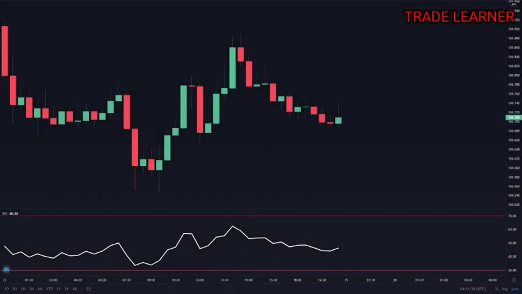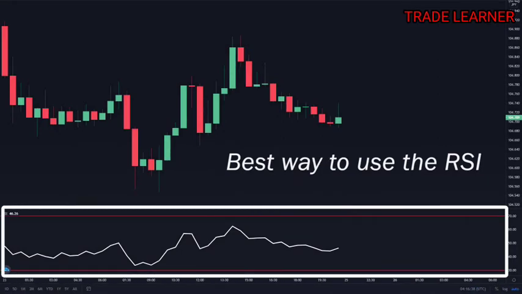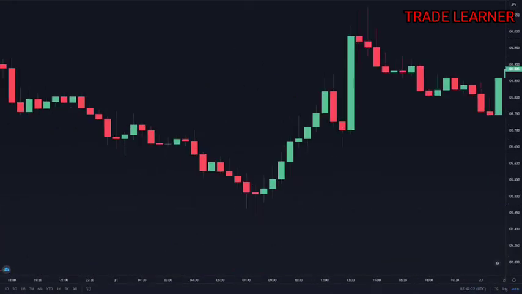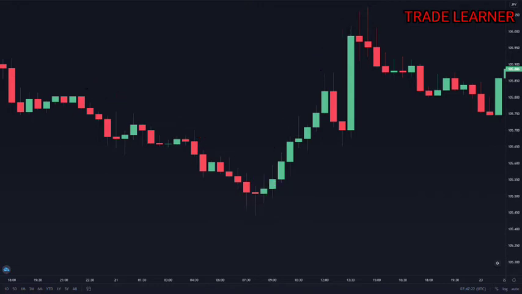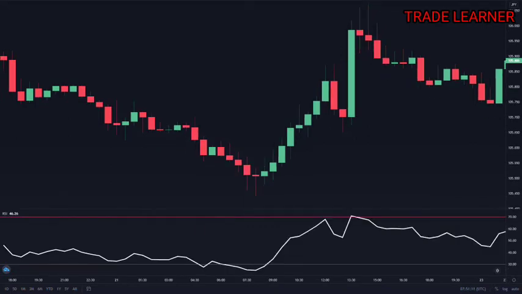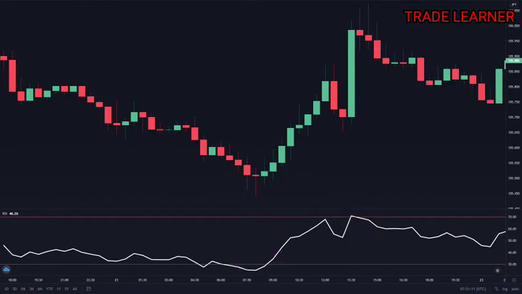Hey traders, in this video, I'm revealing the best way to use the RSI indicator. First of all, as traders, it is very important that we can identify key levels on the market where prices are more likely to switch directions. These key levels can be detected if we know when the market is at a relatively high or low price. And the RSI does a very good job of doing that. And in this video, I'm revealing the best strategies that we can use with the RSI indicator.